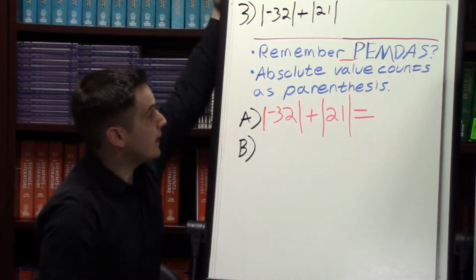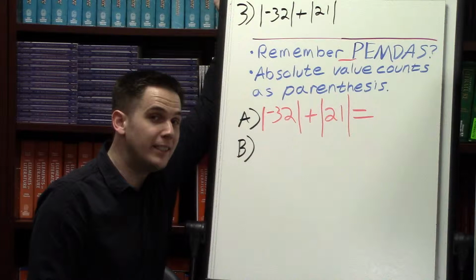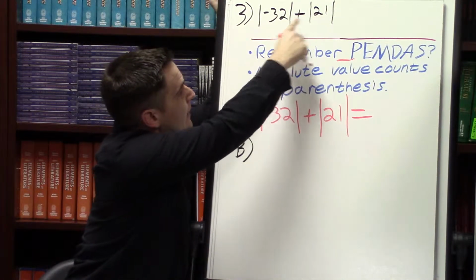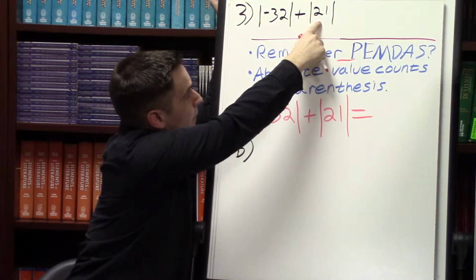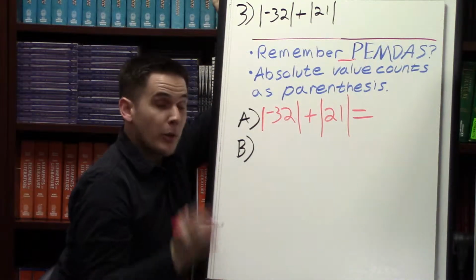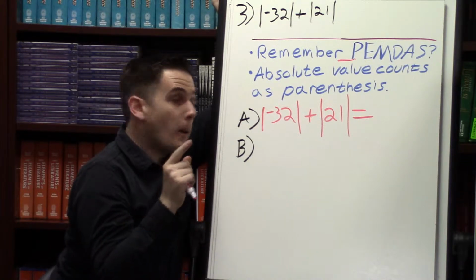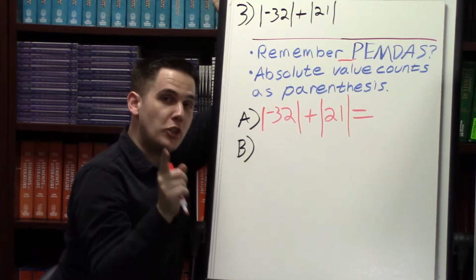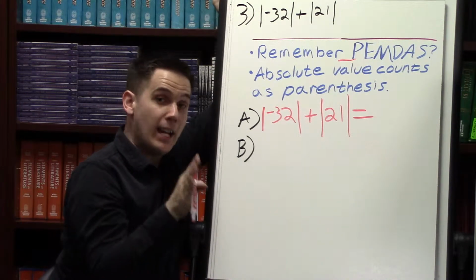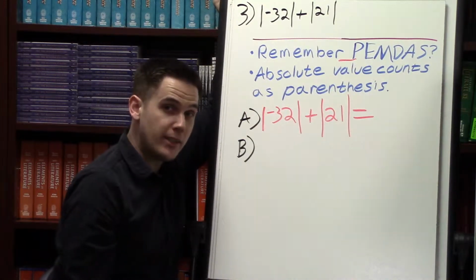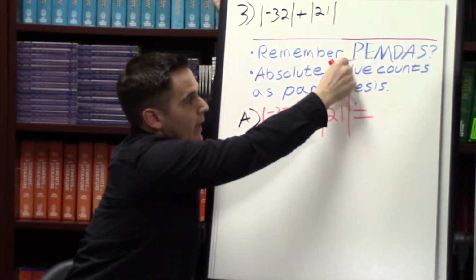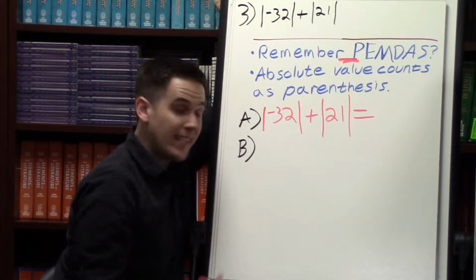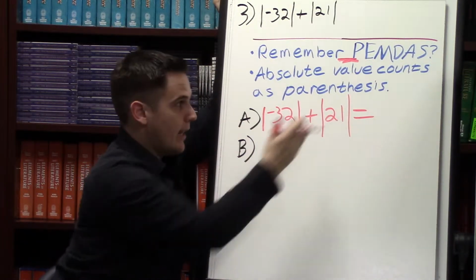Number 3, getting a little more complex, but really you know how to do this by now. The absolute value of -32 is added to the absolute value of +21. Remember PEMDAS? Well, absolute value bars can be treated just like parentheses. And as far as order of operations is concerned, you do absolute value first before anything else. And anything inside those bars counts as parentheses.